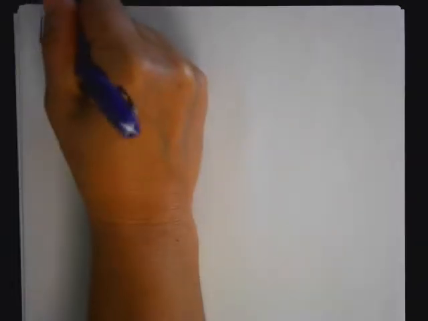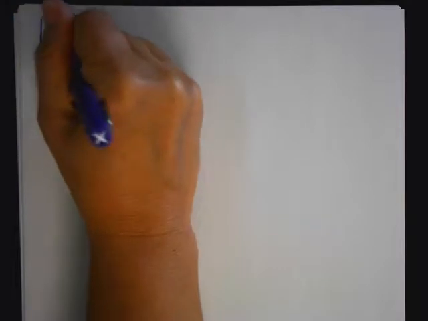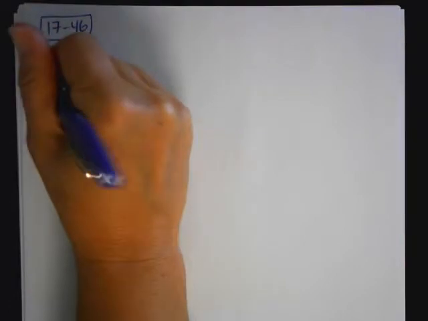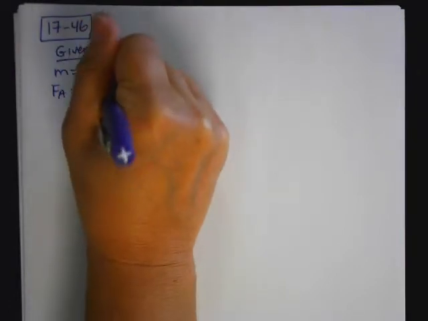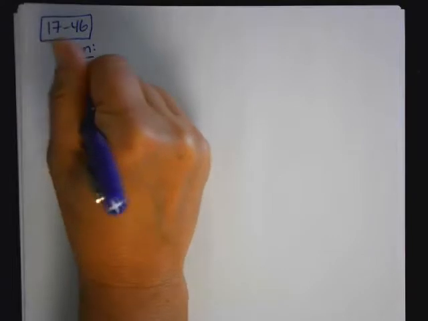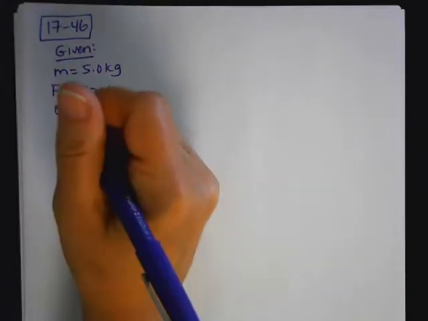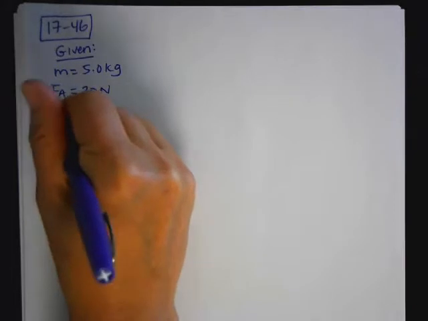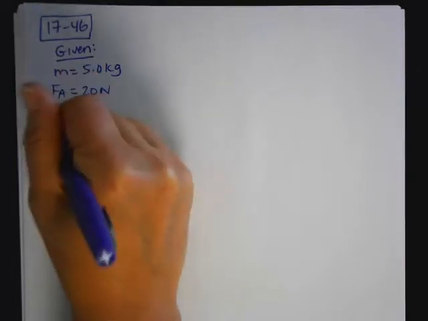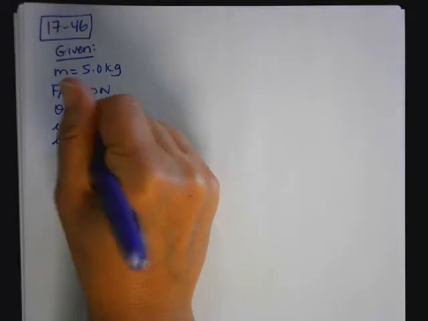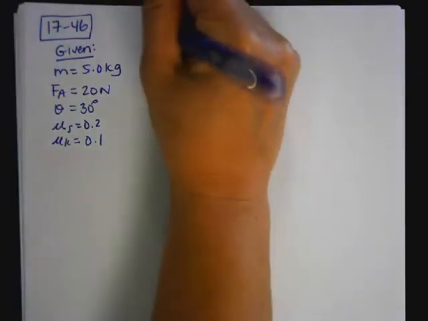Okay, we're going to start with 1746. It says a 5 kilogram mass is pulled to the right, so the mass is equal to 5 kilograms. It's pulled to the right by a 20 Newton force, so that's an applied force, and it's at an angle of 30 degrees. And then they tell me the coefficient of static and kinetic friction. So mu s is equal to 0.2 and mu k is equal to 0.1. Determine the acceleration.